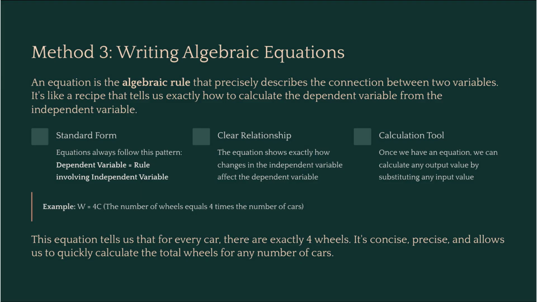The third, and most formal, method is writing the relationship as an equation. The equation is the algebraic rule that works for every single pair of numbers in the relationship. It always sets the dependent variable equal to the expression involving the independent variable. For our car example, the equation is W equals 4C.